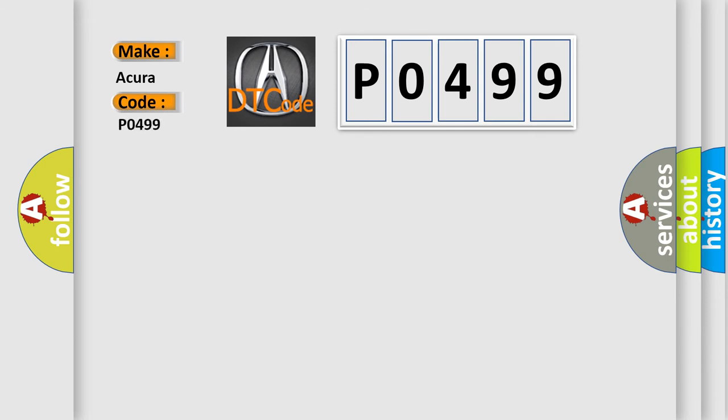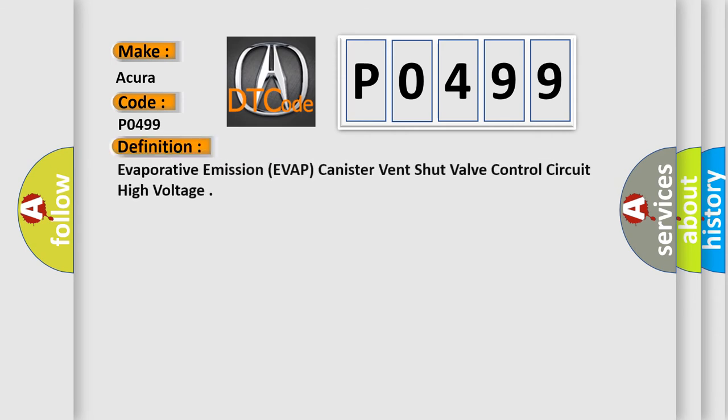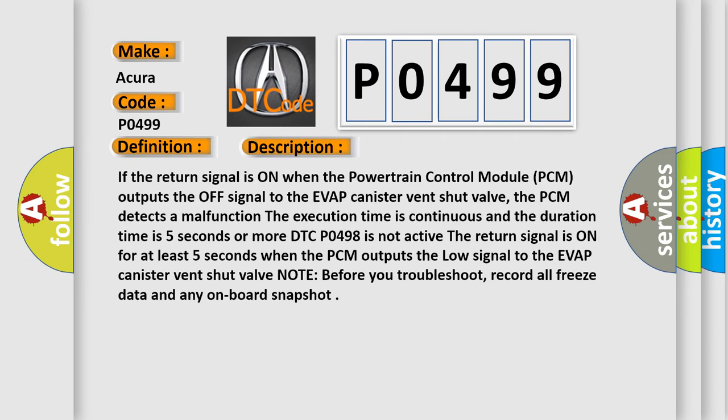P0499 interpret specifically for Acura car manufacturers? The basic definition is evaporative emission, EVAP, canister vent shut valve control circuit high voltage. And now this is a short description of this DTC code. If the return signal is on when the powertrain control module PCM outputs the off signal to the EVAP canister vent shut valve, the PCM detects a malfunction. The execution time is continuous and the duration time is 5 seconds or more.